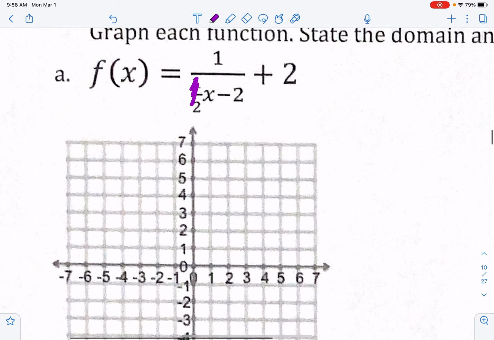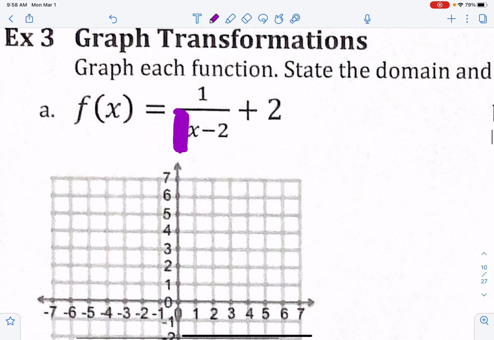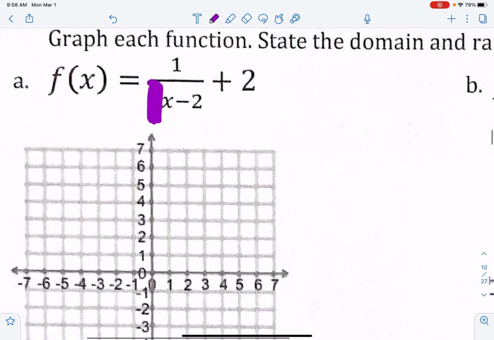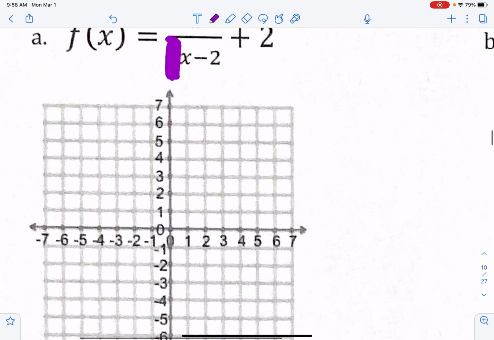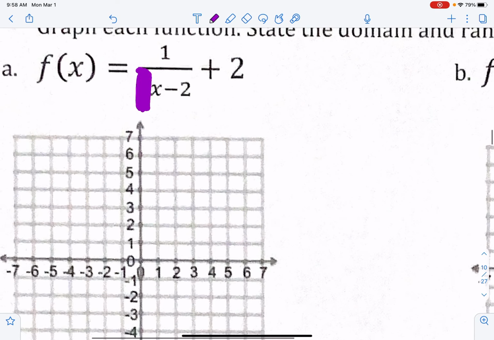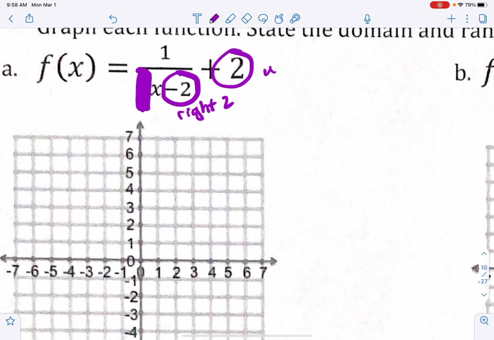I'm going to get rid of this 1/2, so cross it off, because we're not going to deal with that B value for now. We have to state the domain and range. We're going to graph this and then do the domain and range. So this -2 is going to move him to the right 2. This +2 is going to move him up 2.